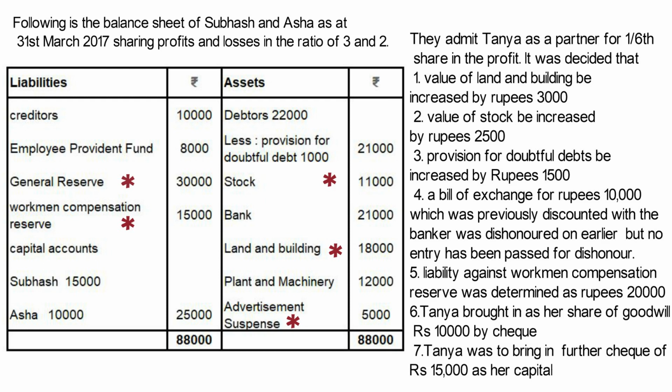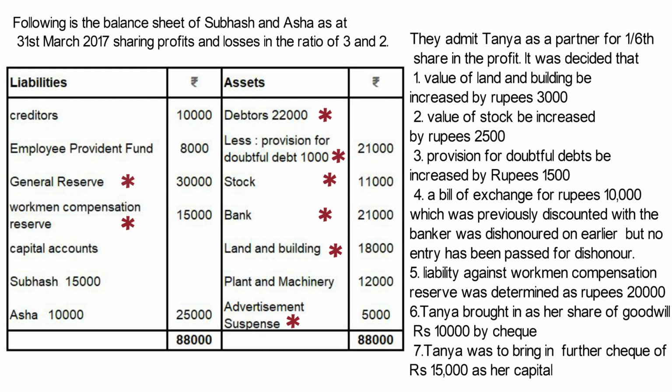Provision for doubtful debt be increased by Rs 1,500. So let's mark provision for doubtful debt in the balance sheet. A bill of exchange for Rs 10,000, which was previously discounted with the banker, was dishonored earlier, but no entry has been passed for dishonor. This entry will require us to make adjustment in the debtor's account and the bank account, so mark these two items.